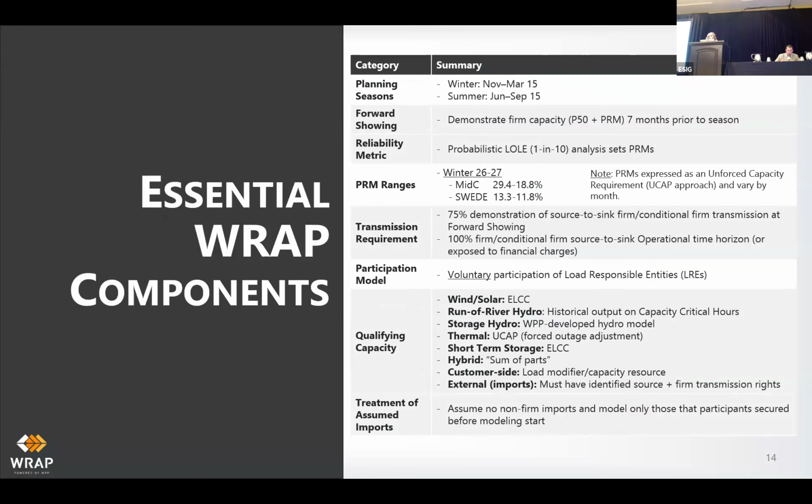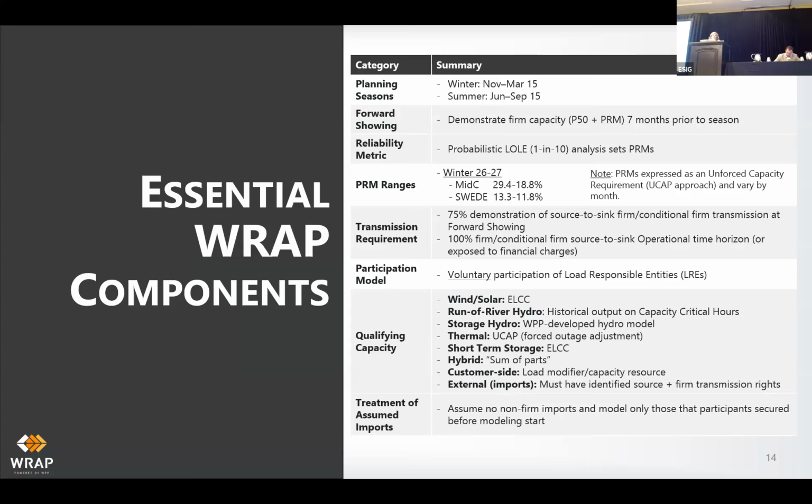Here are some of the fundamentals about RAP. There's nothing particularly innovative about RAP. What's innovative about it is that the West has never had a wide area resource adequacy program. So in that sense, it's very groundbreaking for the West. But in terms of the metrics, how we apply capacity accreditation, nothing is terribly out of the box here. It's really that we're doing this in a voluntary construct. RAP is a huge footprint. I hope you took that away from that last slide.